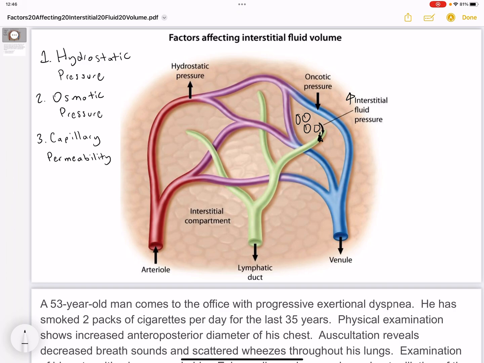Here in this picture, you can also see how the hydrostatic pressure is going to drive fluid into the interstitial space, and we see how oncotic pressure is going to bring fluid to the vasculature from the interstitial space.